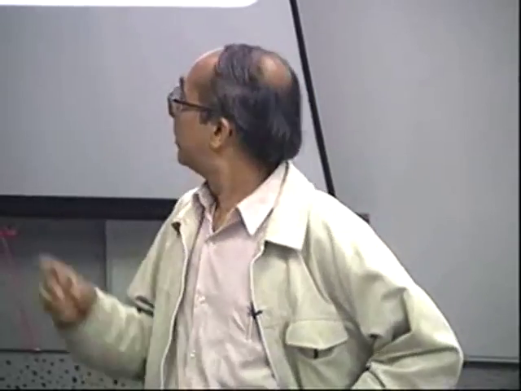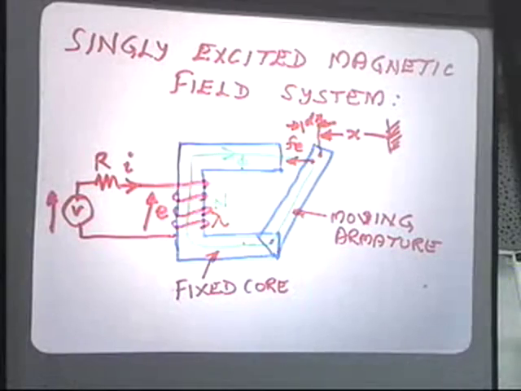Let us now continue with electromechanical energy conversion. Last class we discussed the whole gamut of devices which use the principle of energy conversion, which convert energy from one form to another, electrical to mechanical and vice versa. And then we took up a simple case of a singly excited magnetic field system, which is represented here.